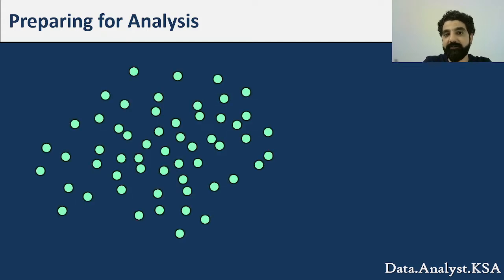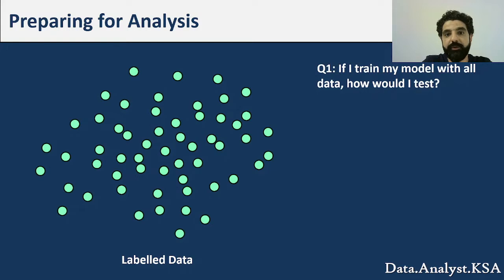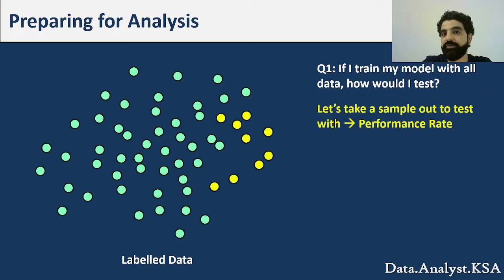So let's say we have a dataset that is labeled that we want to use to fit a classification model or any other type of machine learning model. The first question that comes to mind: if I train my model with all these observations, how am I going to test its performance? The logical answer is to take a small subset out to do the testing with. So I will train my model with this green subset, and I will test it on these yellow points that the model had not seen during the training phase.